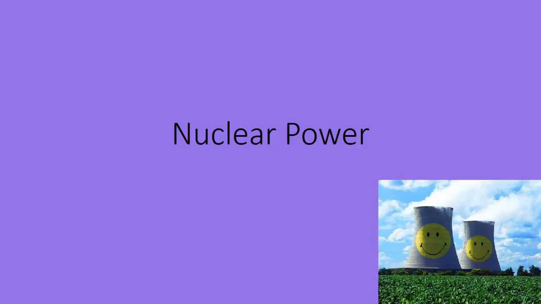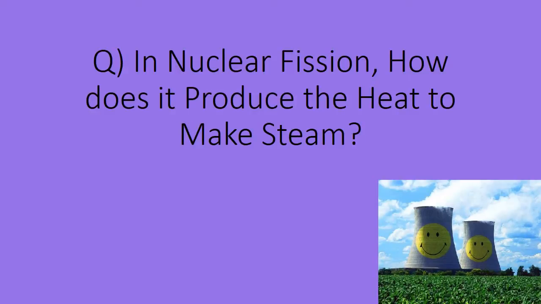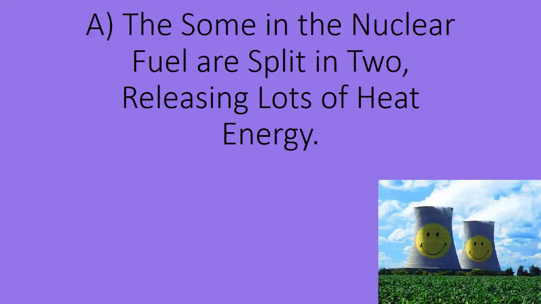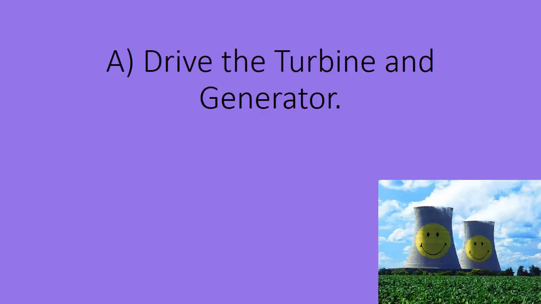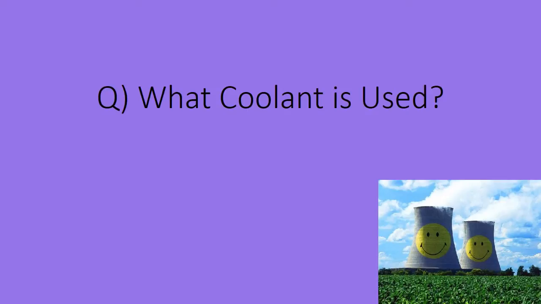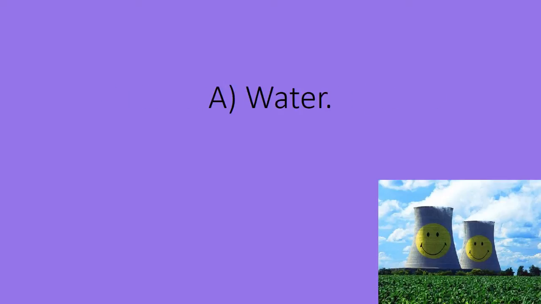Nuclear power. In nuclear fission, how does it produce the heat to make steam? The atoms in the nuclear fuel are split in two, releasing lots of heat energy. What does the steam do? Drive the turbine and generator. What coolant is used? Water.